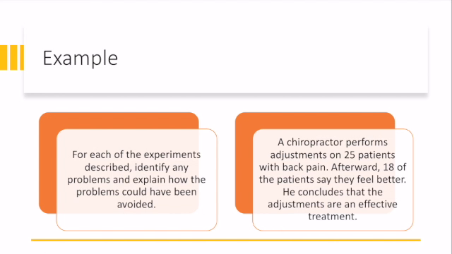What if a chiropractor performed adjustments on 25 patients with back pain, and afterwards 18 of the patients said they feel better? He concludes that the adjustments are an effective treatment. What's wrong with this? So first off, they could just be saying, oh yeah, I feel better, to make him feel better, right? But there's no control. Who's to say these people just wouldn't have felt better as the day goes on?